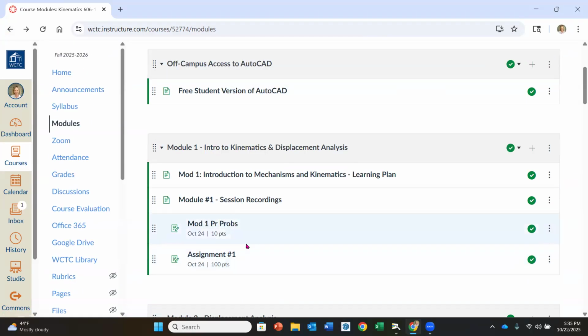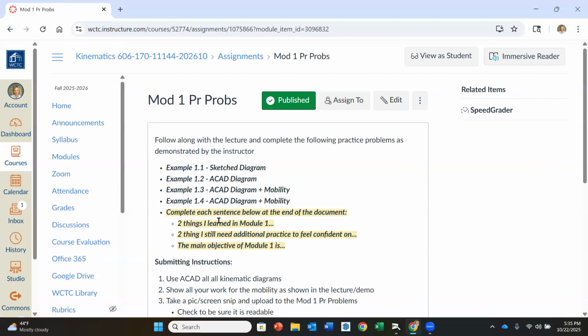And then you'll notice that we have our practice problems and our assignment. Let's briefly look here. On the practice problems, we will be completing these this evening through the work that we do in the lecture and the demonstration. Now, additionally, on each one of our practice problems, you'll notice that I have them highlighted here. There are 3 questions I always want you to answer, and you don't have to write an essay for each one of these, but I want you to really be honest and think about these items.